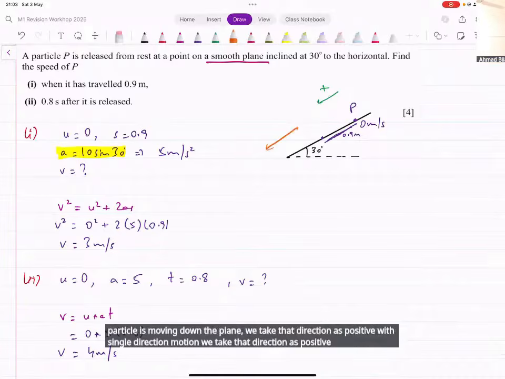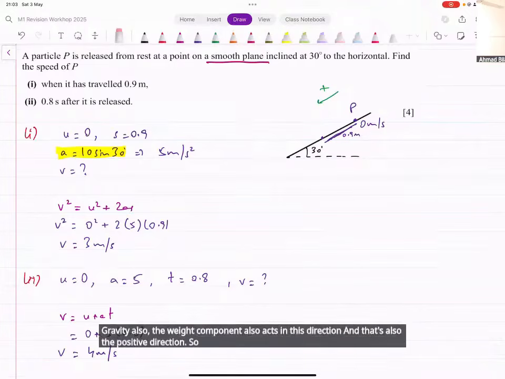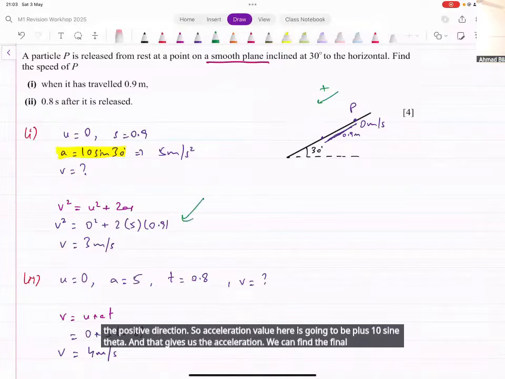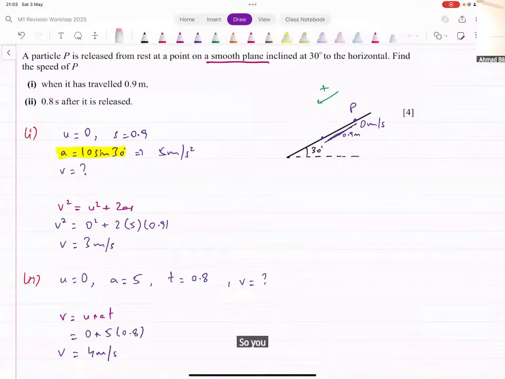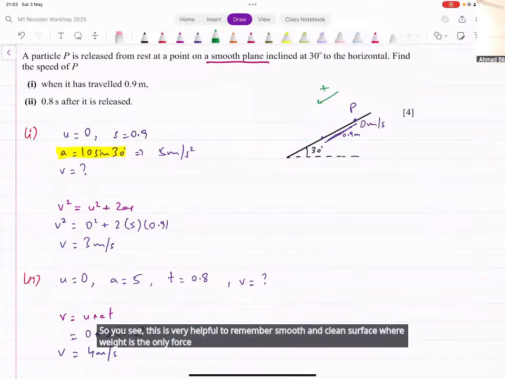Gravity also, the weight component also acts in this direction, and that's also the positive direction. So acceleration value here is going to be plus 10 sine theta, and that gives us the acceleration. We can find the final velocity from that. So you see, this is very helpful to remember. For a smooth inclined surface, where weight is the only force, remember, acceleration is given by 10 sine theta.